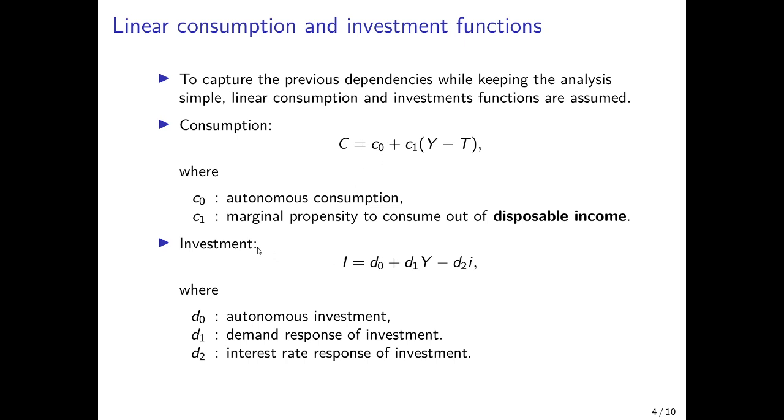And for investment, it's typically also the case that a linear function is assumed, where D0 is autonomous investment, so that's investment that firms would perform anyway, even if there is no demand and the interest rate is 0. So that might be, for example, some replacement investment that is necessary that the firm runs. Then D1 is the demand response of investment. So if demand increases, by how much firms would increase their investment. And D2 is the interest rate response of investment, by how much firms would decrease investment if the interest rate rises.